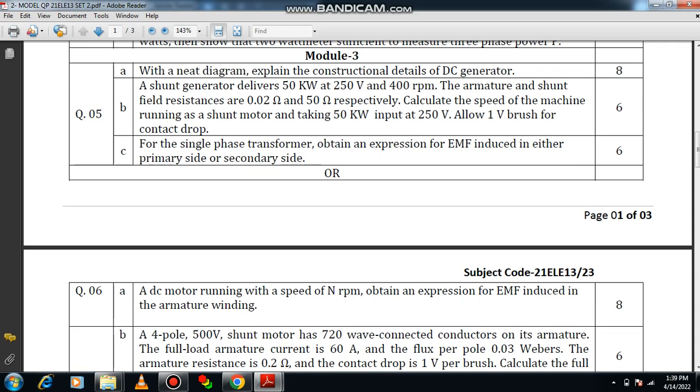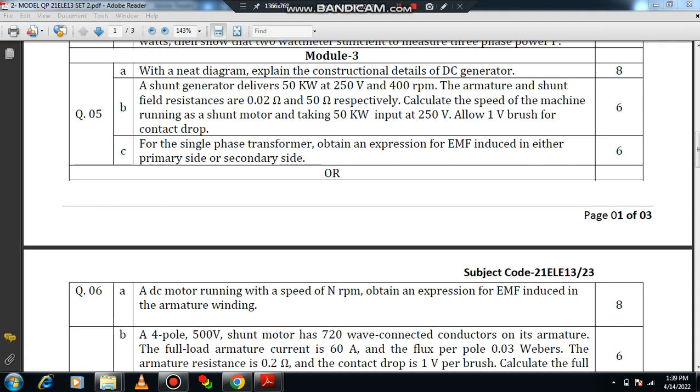A shunt generator delivers 50 kilowatts at 250 volt and 400 rpm. The armature and the shunt field resistance are 0.02 and 50 ohm respectively. Compute the speed of the machine running as a shunt motor and taking 50 kilowatts input at 250 volt. Allow 1 volt brush contact drop. This is the question. What I did is I have drawn the circuit diagram first. Later I try to compute the speed of the armature.